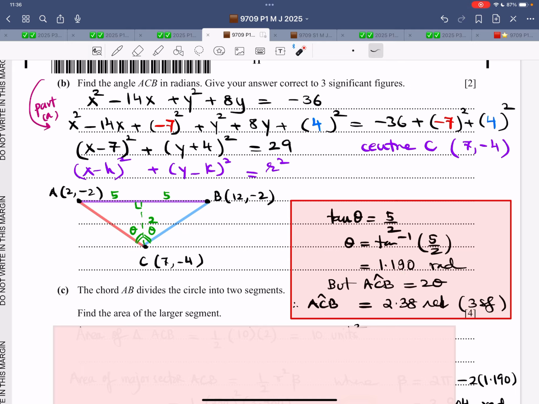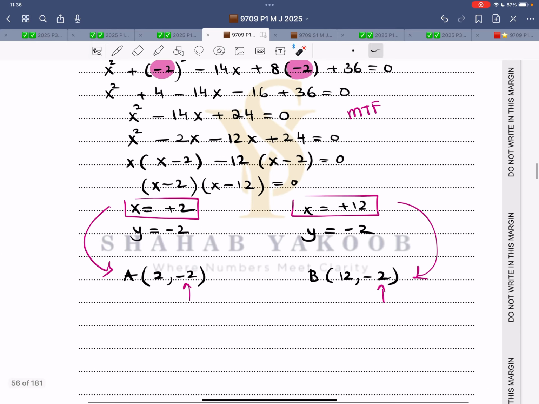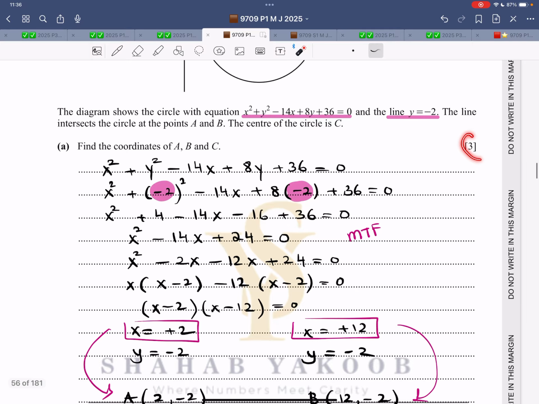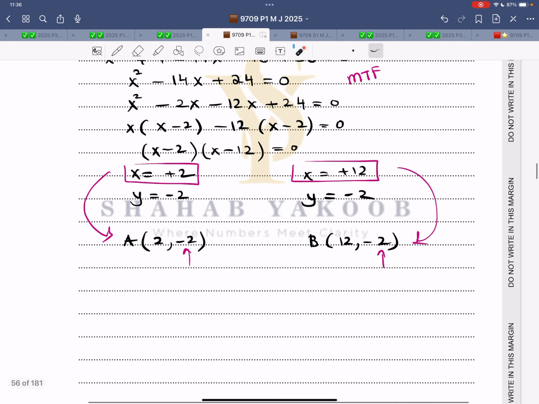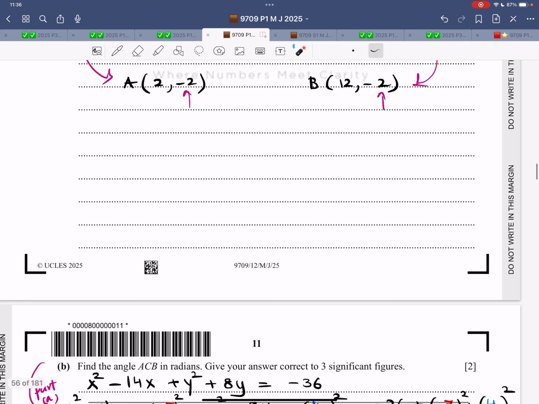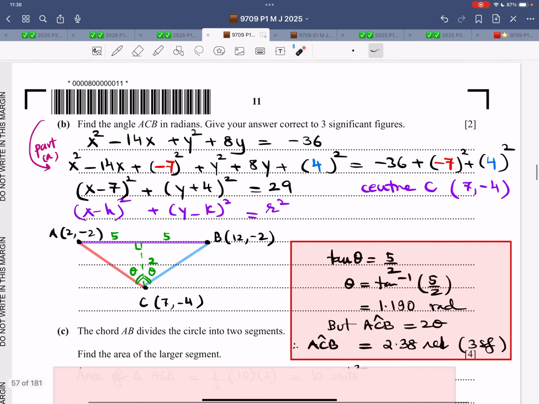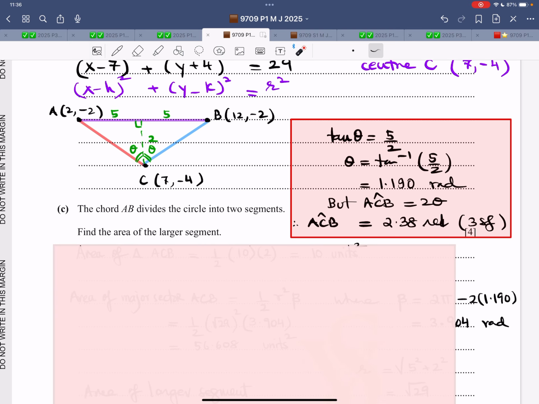So now this thing is done. 2 marks basically for this thing. This one was part of that, and I think the marks are a bit low. 3 marks for doing this simultaneous and middle term factorization, and also this thing, I think it's a little bit lesser marks. So now it says the chord AB divides the circle into 2 segments.